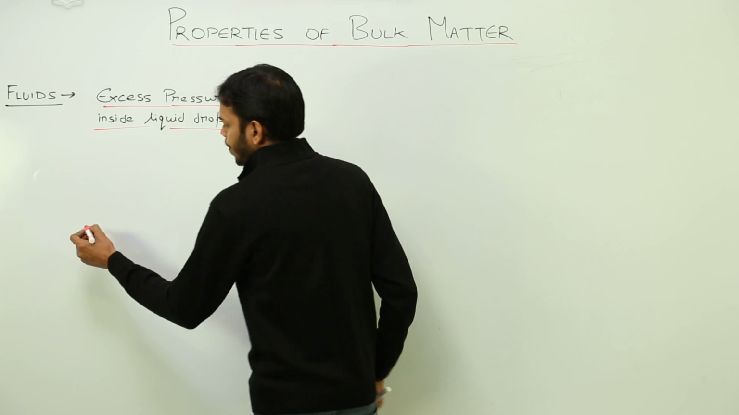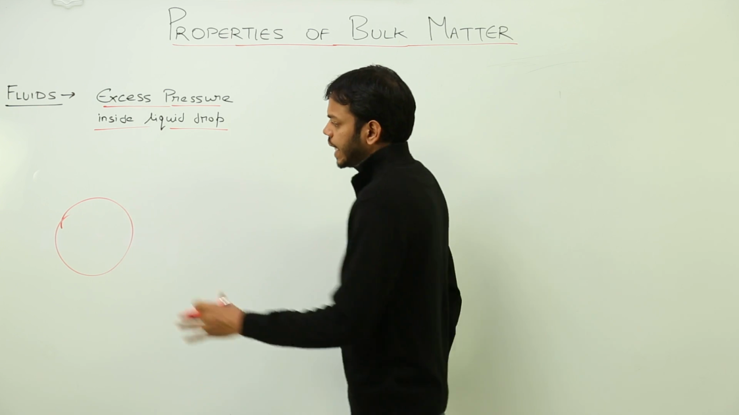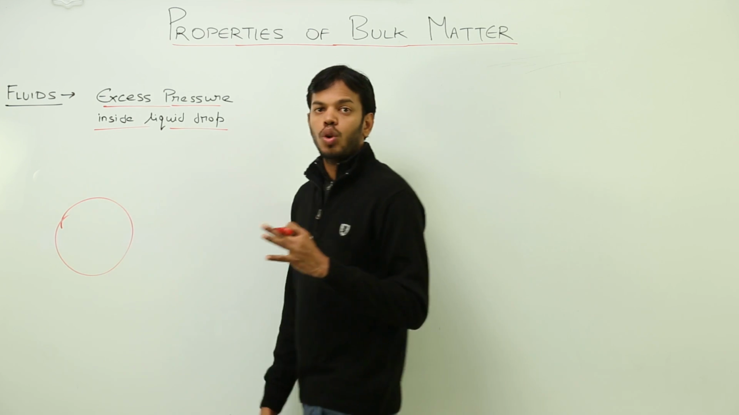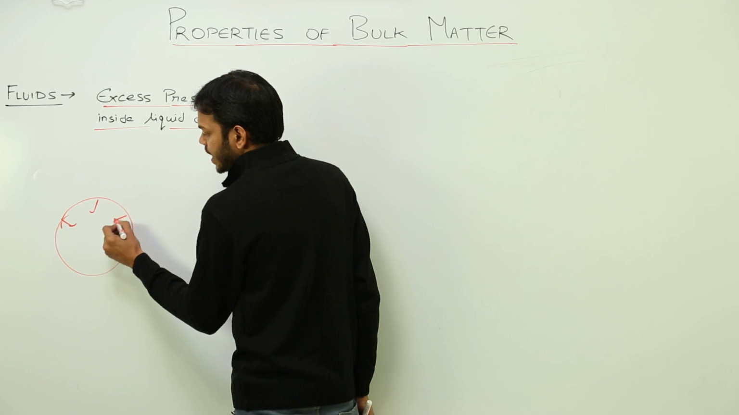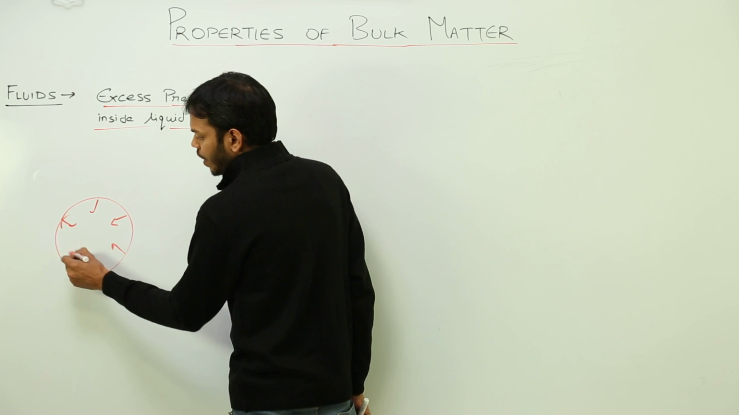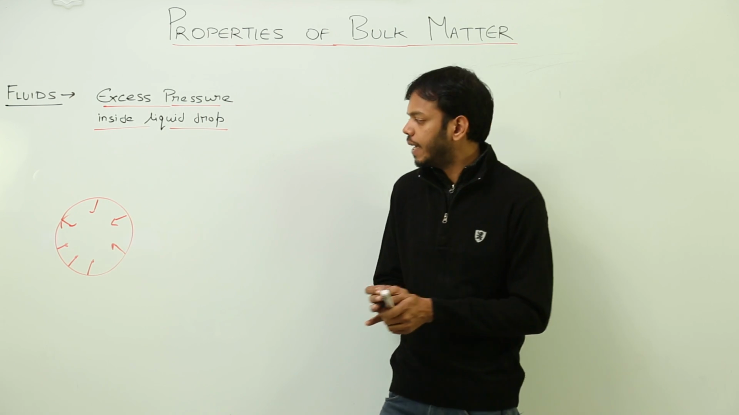Consider a liquid drop. Now, due to the property of surface tension, this liquid drop will tend to acquire minimum surface area. That means the force of surface tension will act in such a way that it will make all the molecules come inside, to acquire minimum surface area, right?